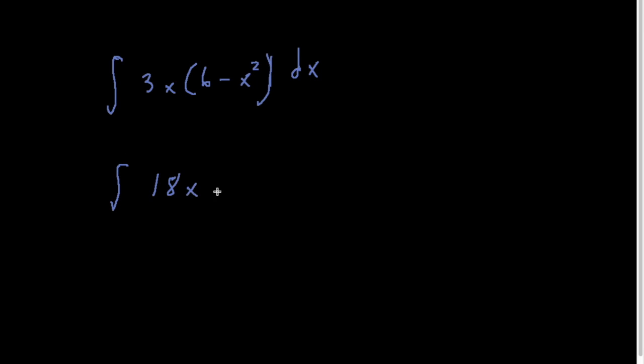Or maybe you'll get this one. It'll say, take the antiderivative of 3x times (6 minus x squared) dx. And for this one, yeah, you're just going to multiply it out to get 18x minus 3x cubed dx, and then take the antiderivative once you've simplified it out a bit.